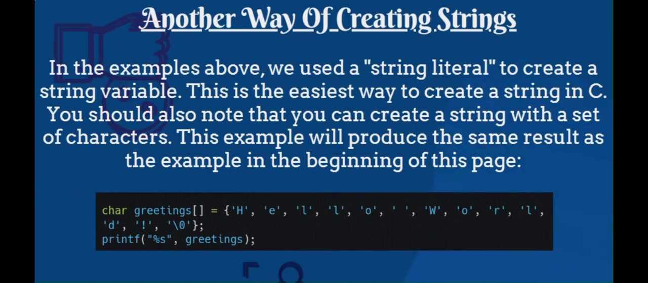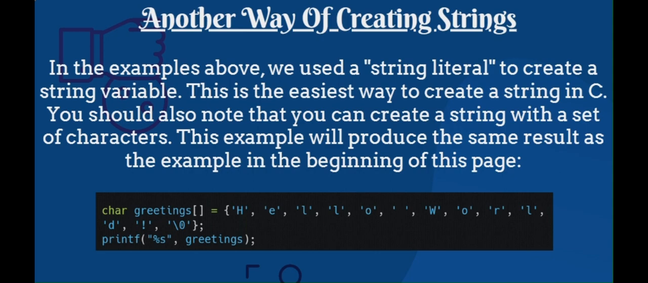Another way of creating strings. In the examples above, we used a string literal to create a string variable. This is the easiest way to create a string in C. You should also note that you can create a string with a set of characters. This example will produce the same result as the example in the beginning of this page.